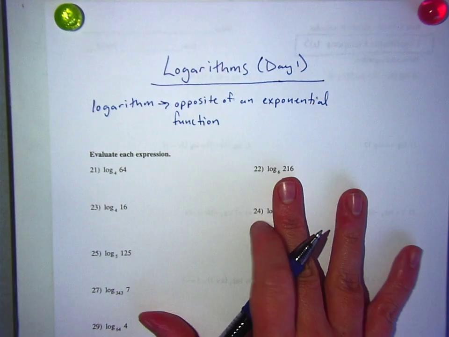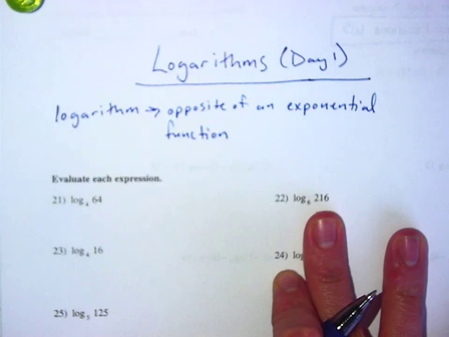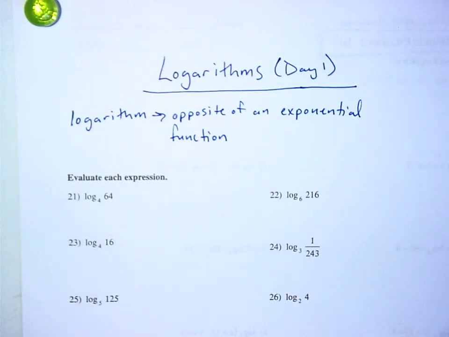In math, everything really needs to have an opposite so that we can undo things when we're solving. Like, what's the opposite of addition? Subtraction. How about multiplication? Division. How about squaring something? Square roots. How about logarithm? Exponents. Exponents, okay?